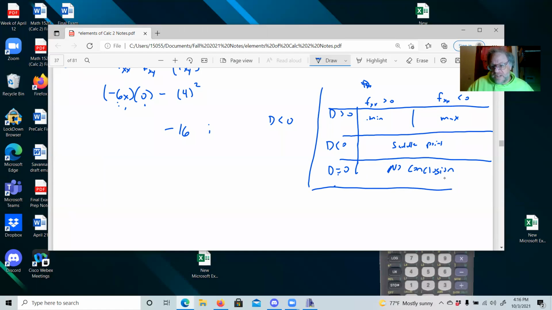If you're looking at your table thinking, what am I going to do? All we have to do: the determinant is less than 0. That means we have a saddle point. So our conclusion is saddle point, and the point in question is 0, 0. So saddle point at 0, 0. All right, that's what we're doing.